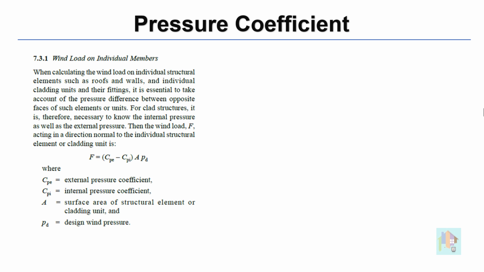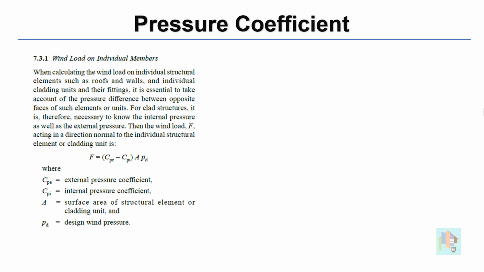In this equation, we are considering the net pressure which is acting on the panel. CPE is the external pressure coefficient which considers the wind effect from the external side. CPI is the internal pressure coefficient which considers the effect of wind inside the structure.